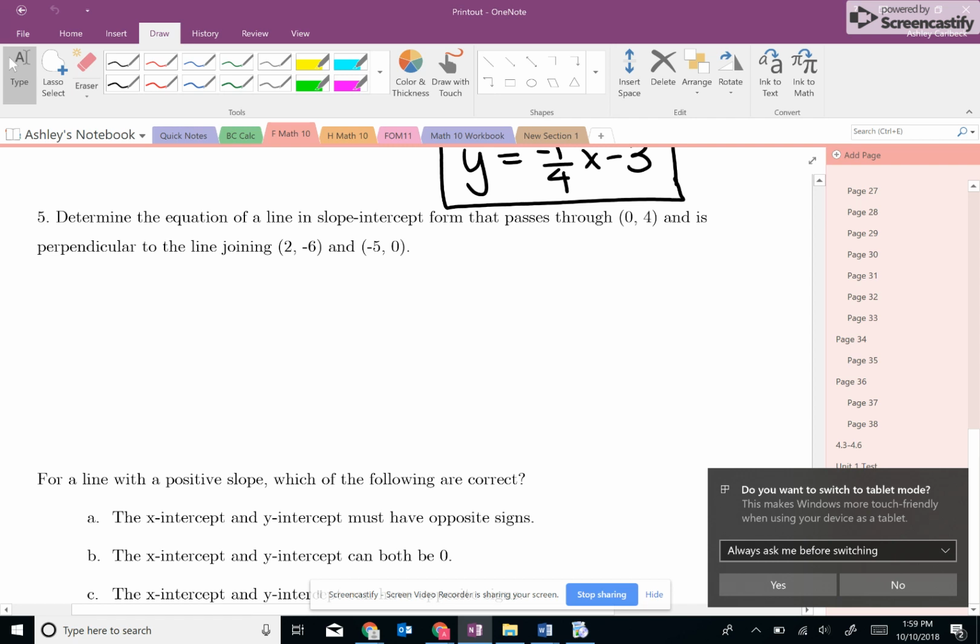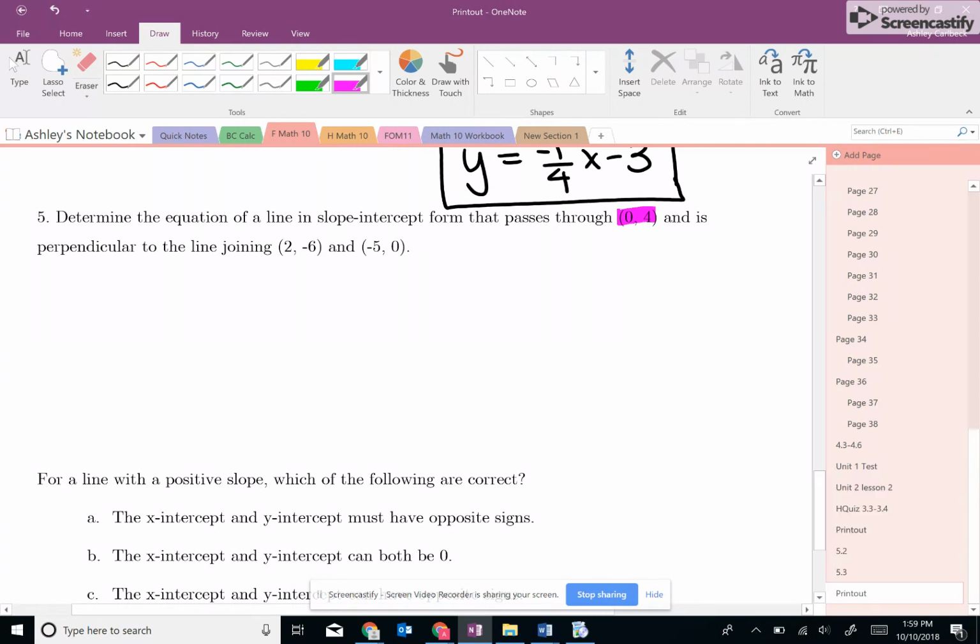Okay, we have one last question to finish, and then I'm going to give you guys an activity to do, and I will post homework on the Google Drive as well. So I would like you to determine the equation of a line in slope-intercept form that passes through (0, 4) and is perpendicular to the line joining (2, -6) and (-5, 0).